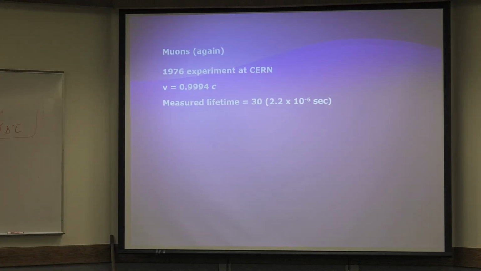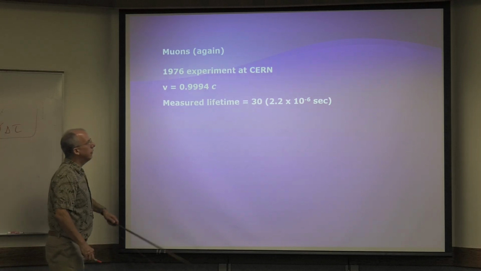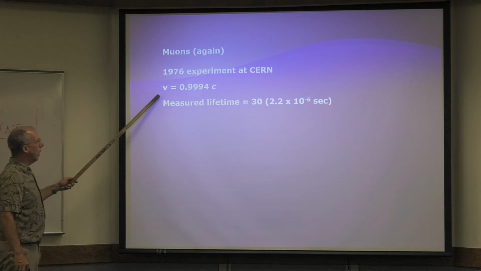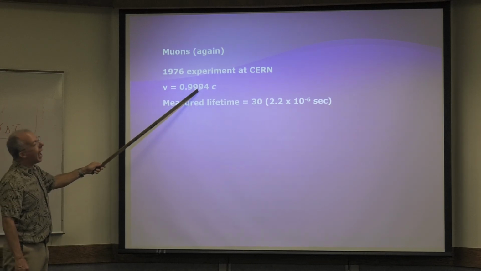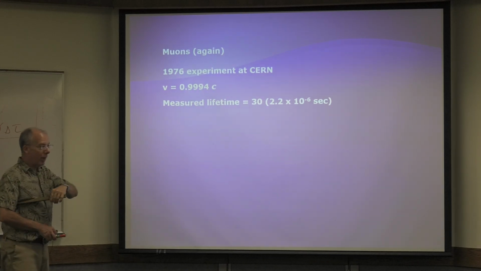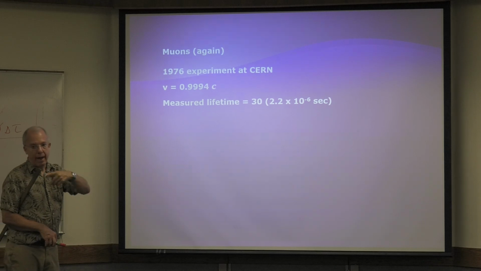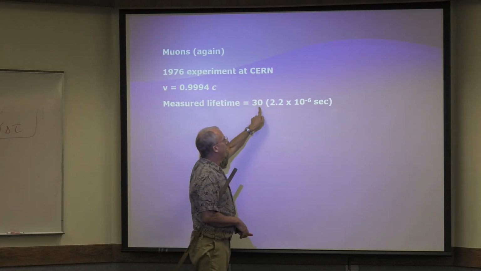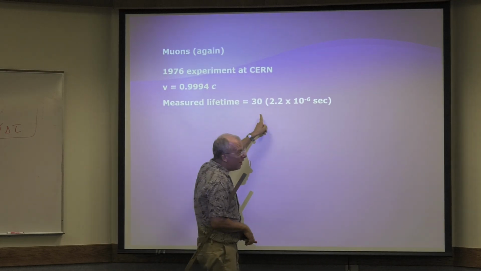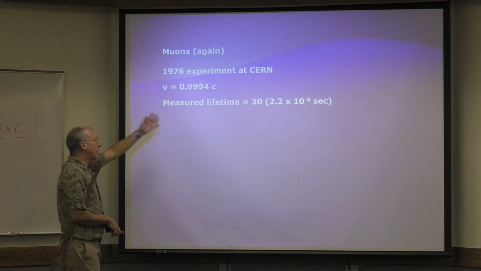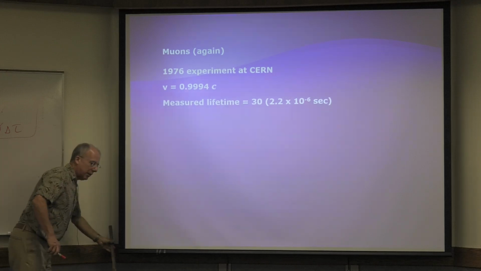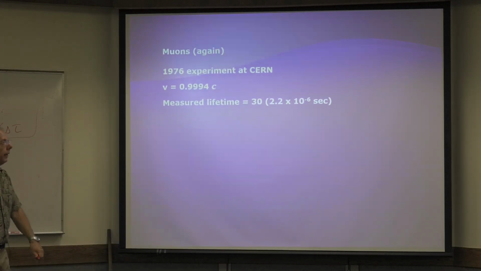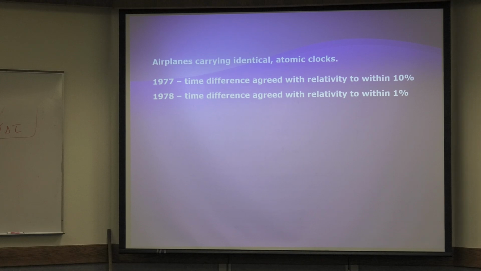Okay, here's another one. So in 1976, at CERN, that's in Geneva, Switzerland, they accelerated muons to 0.9994 C. So they really got them going. Then they measured their average lifetime, and it was 30 times longer than the lifetime at rest. 30 times longer. And that exactly agrees with the relativity prediction. Okay, now this is really cool.